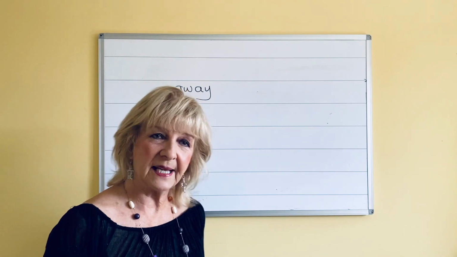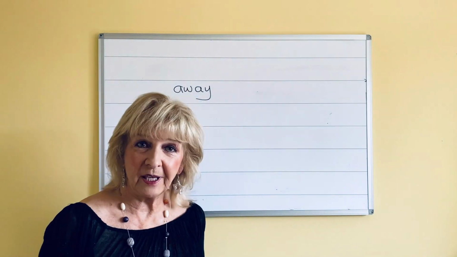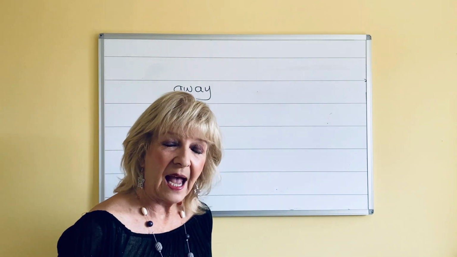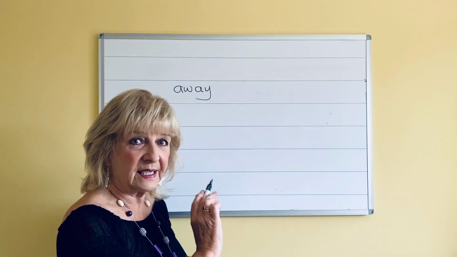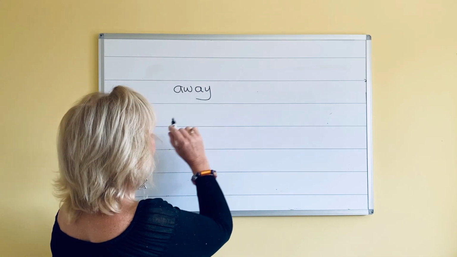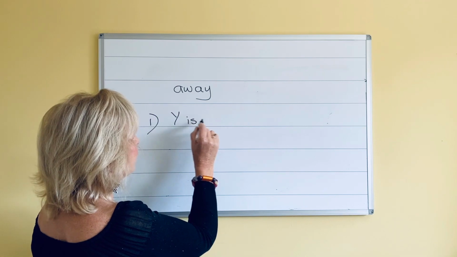If, when you did that exercise, you included the Y, you're forgiven. However, we're going to look today at Y in a word. And there are 3 things to consider when we look at Y in a word. And in this particular one, Y is silent. So that's number 1. Y is silent.